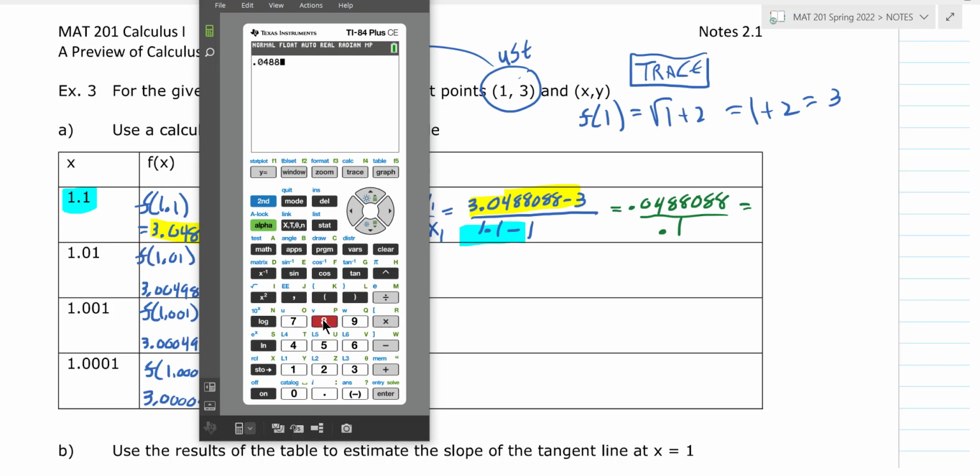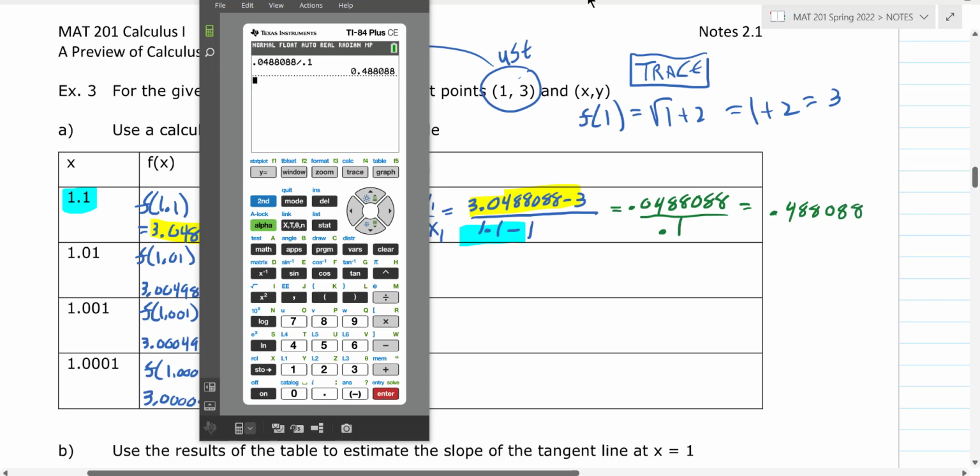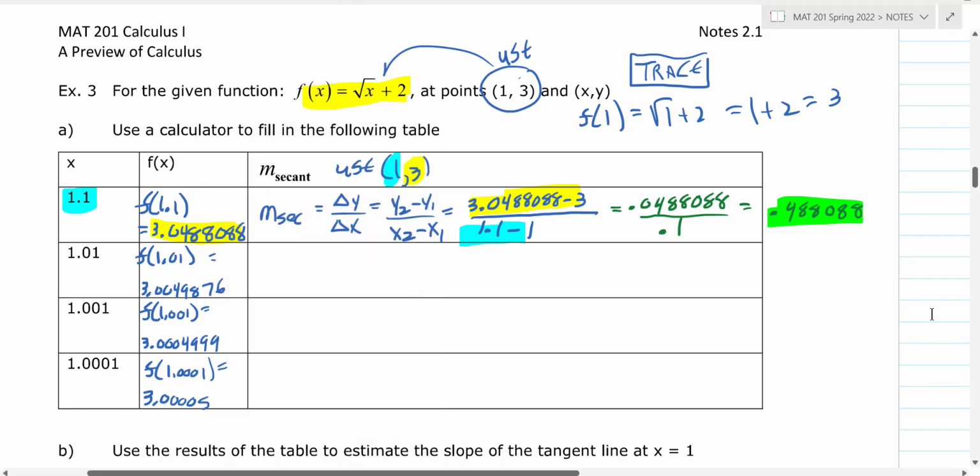So if you go 0.0488088 and divide that by 0.1, well, the decimal moves over. So you get 0.488088. Okay, then that's going to be the result. That is actually the slope of the secant line that goes through these 2 points.